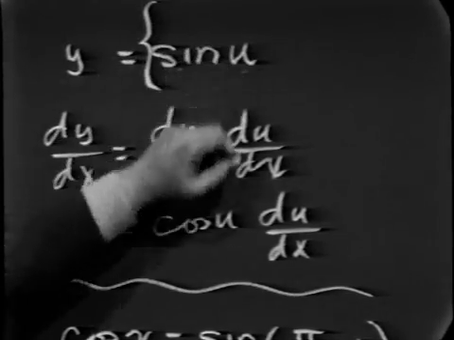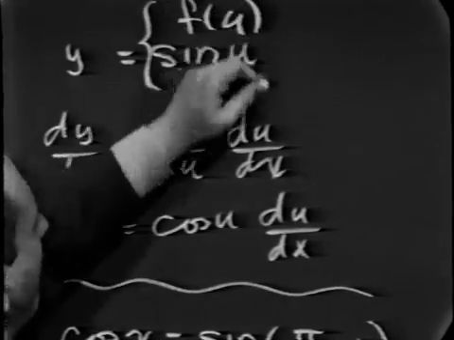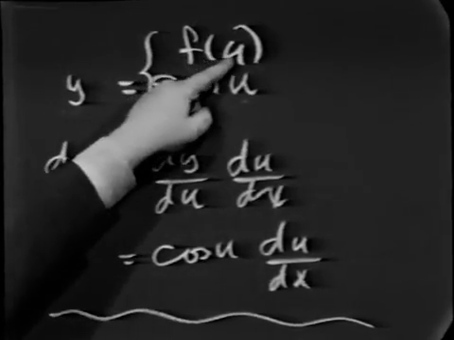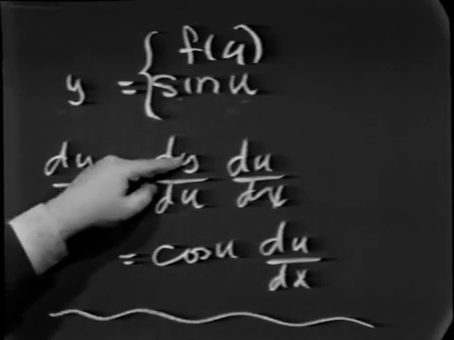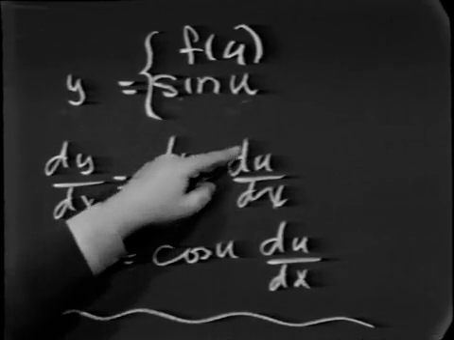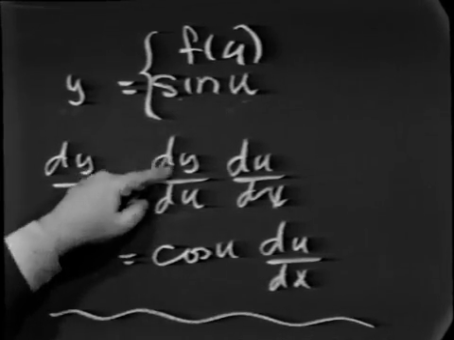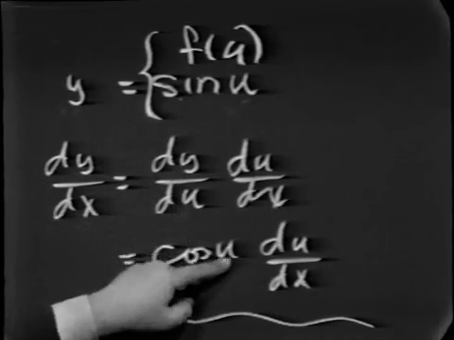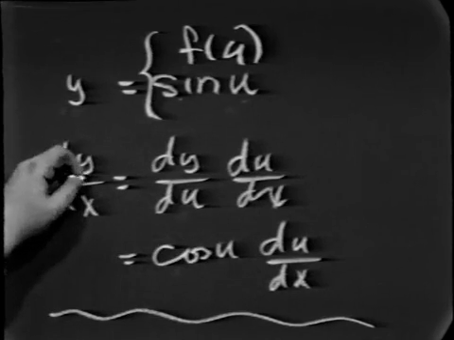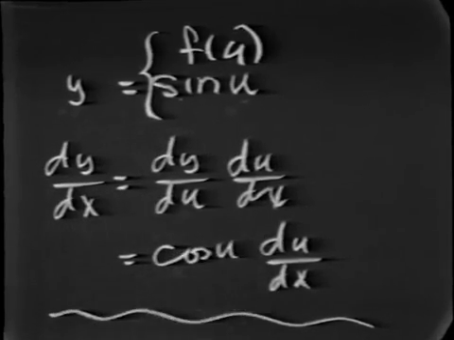It happens to be that we're dealing with the specific function called sine, but it could have been any old function. How would you differentiate f of u with respect to x if you knew how to differentiate f of u with respect to u? And the answer is you would just differentiate with respect to u and multiply that by the derivative of u with respect to x. In other words, we get the result that since dy/du is cosine u, the derivative of sine u with respect to x is cosine u times du/dx.